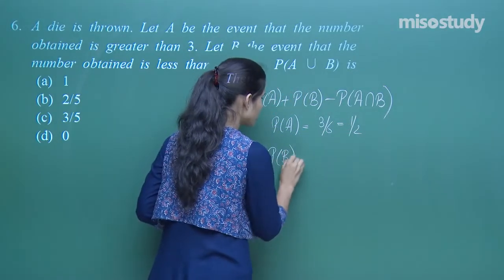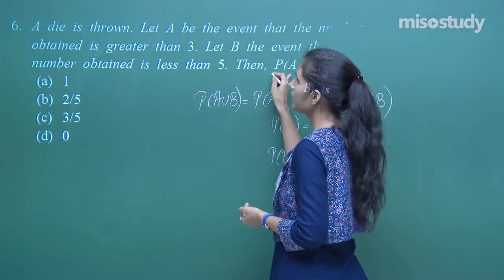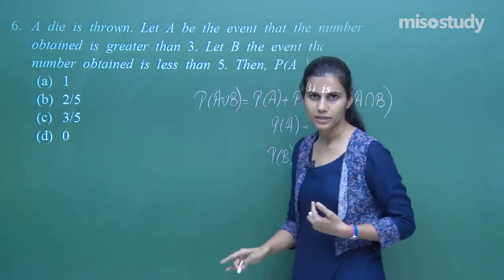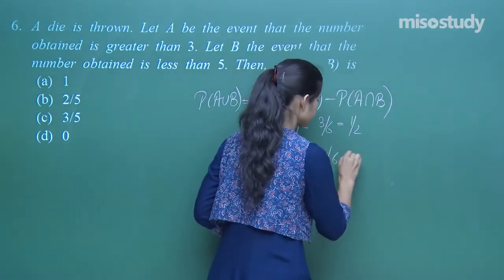Probability of B means what? What is the probability that the number obtained on the die is less than 5? There are 4 numbers less than 5, so 4 upon 6.